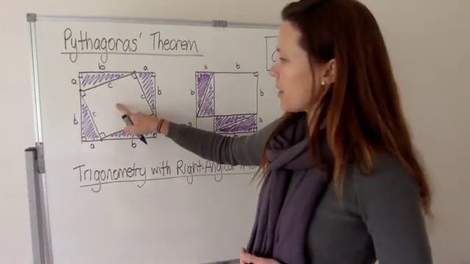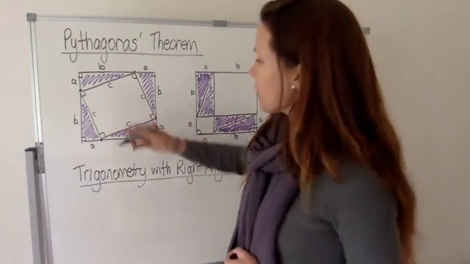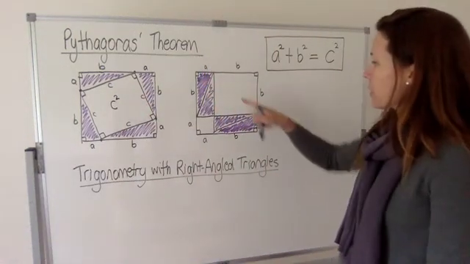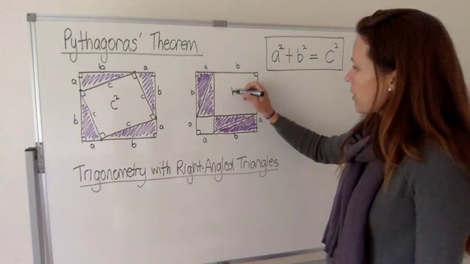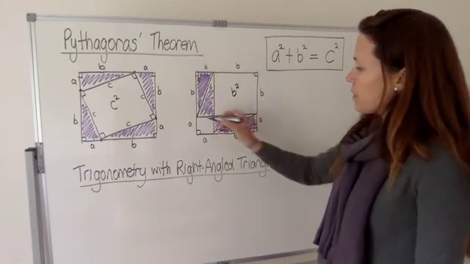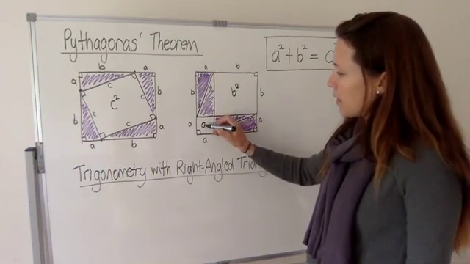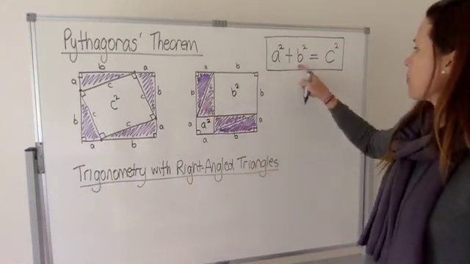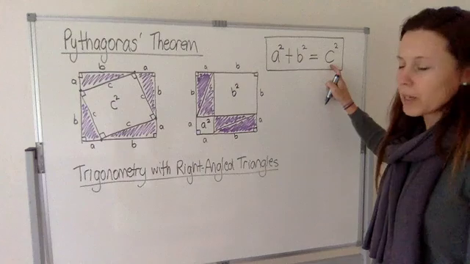So how big is this side? Well, we've got a square. C times C equals C squared, so the area of that square is C squared. This is B times B, so the area of this white space is B squared. And down here we have A times A, A squared. So this is a nice little proof using areas to show that A squared plus B squared equals C squared.